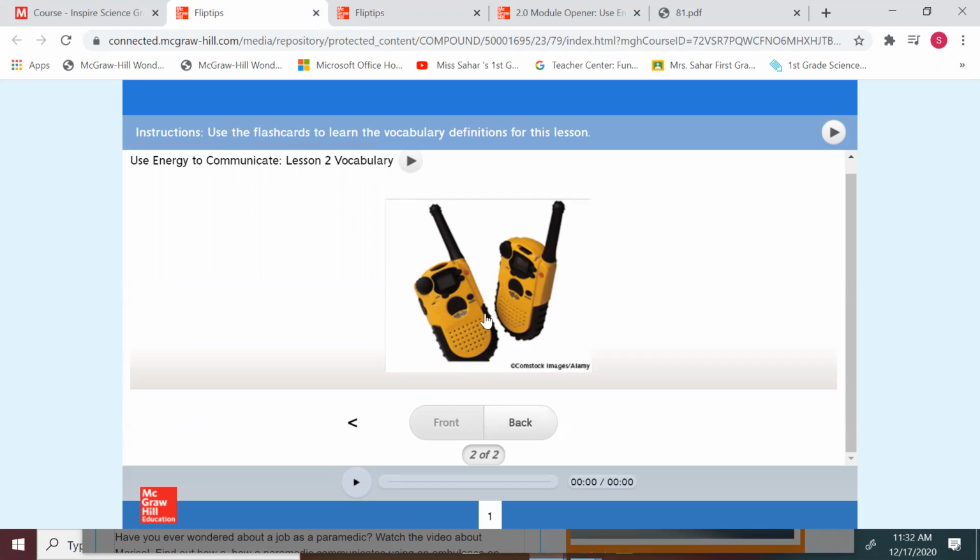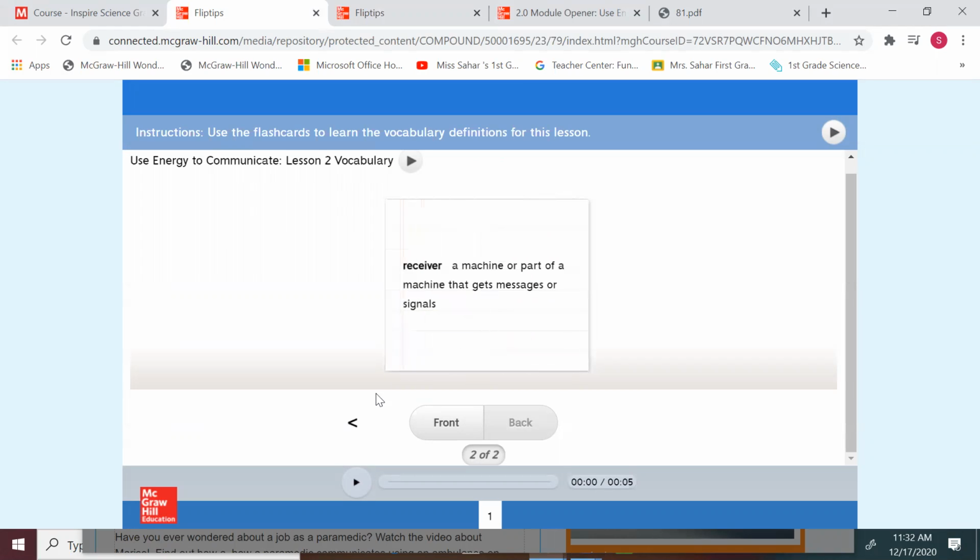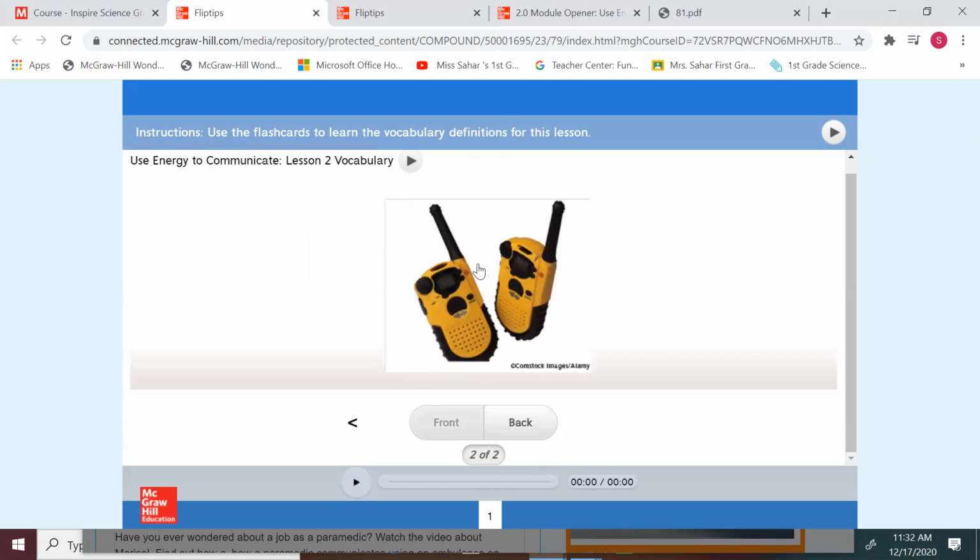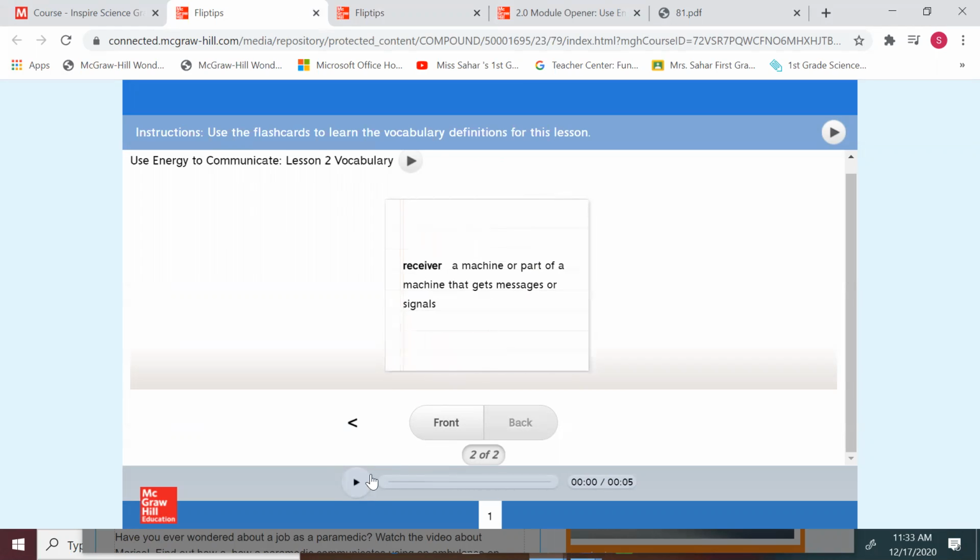Remember you had this as a toy walkie-talkie, but actually this is a receiver. Receiver, a machine or part of a machine that gets messages or signals. So we can use it for something like that, or for the TV, you need a receiver so you can watch different channels from different parts of the world. Receiver, a machine or part of a machine that gets messages or signals.